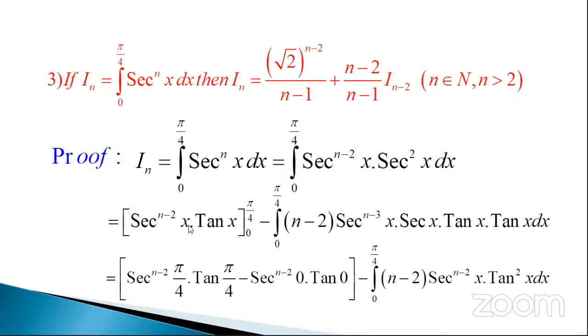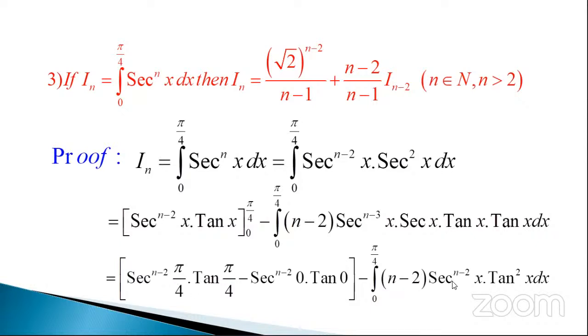What happened? Sec to the power of n minus 2 at pi by 4 into tan pi by 4, minus sec to the power of n minus 2 at 0 into tan 0: upper limit minus lower limit. Minus n minus 2 into sec to the power of n minus 2 x; here n minus 3 is there and plus 1 gives n minus 2, into tan x into tan x, tan square x. What is the value of sec 45? We know the value of sec 45 is root 2, tan 45 is 1, sec 0 is 1, tan 0 is 0, and 0 into anything is 0. So this value is root 2 whole to the power of n minus 2 into 1, which means root 2 whole to the power of n minus 2.